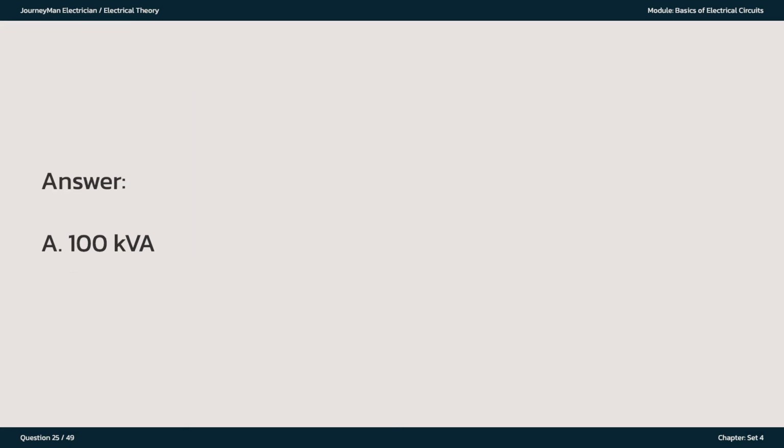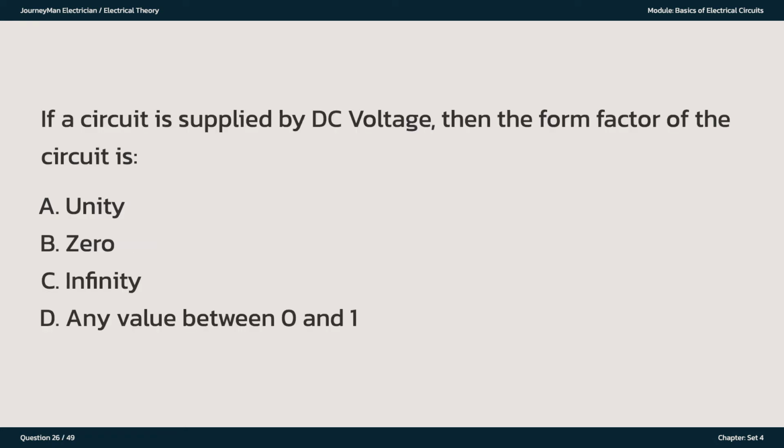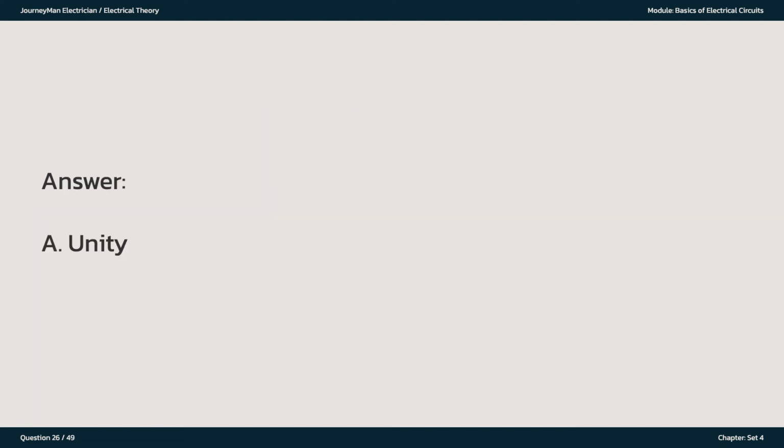The answer is A. 100 kV. If a circuit is supplied by DC voltage, then the form factor of the circuit is: A. Unity. B. 0. C. Infinity. D. Any value between 0 and 1. The answer is A. Unity.